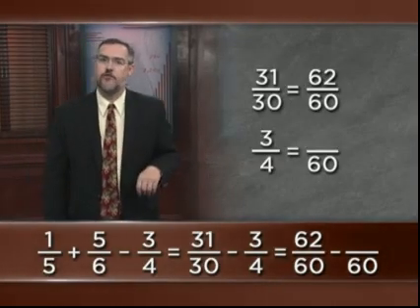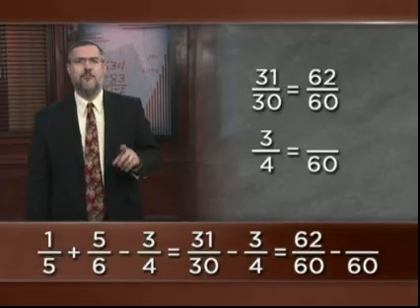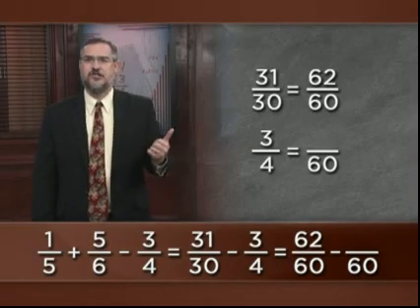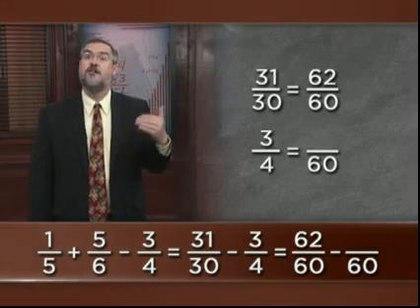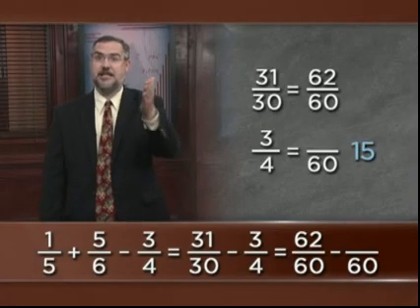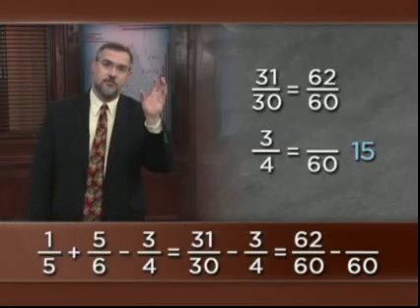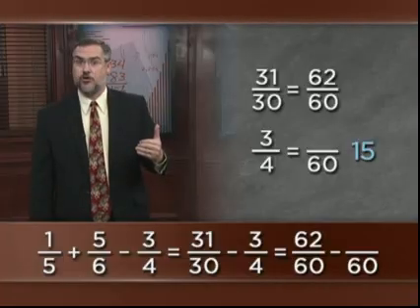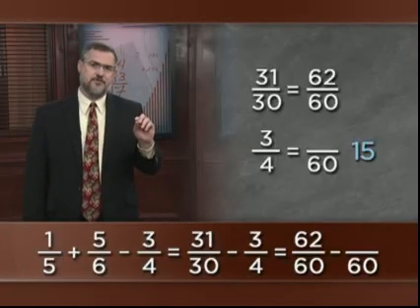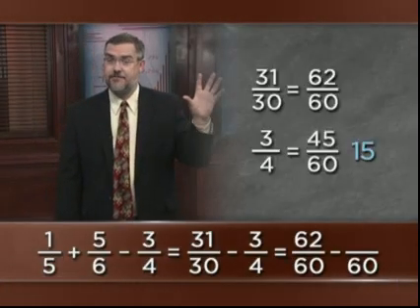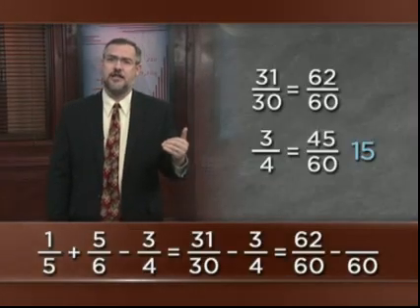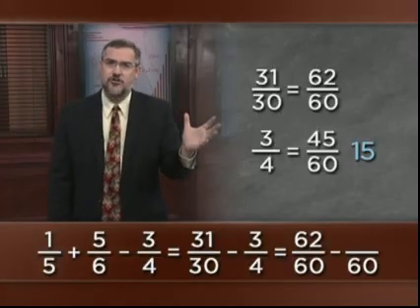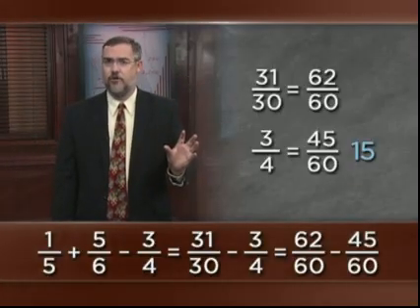What about 3 over 4? Well, how much do we need to multiply 4 by in order to get to 60? Well, the answer is 15. 4 times 15 equals 60. And so I'm going to multiply the 3 and the 4 by 15 in order to get an equivalent fraction. 3 times 15 is 45. You can do that with long multiplication if needed. And 4 times 15 is 60. And so that second fraction is 45 over 60.